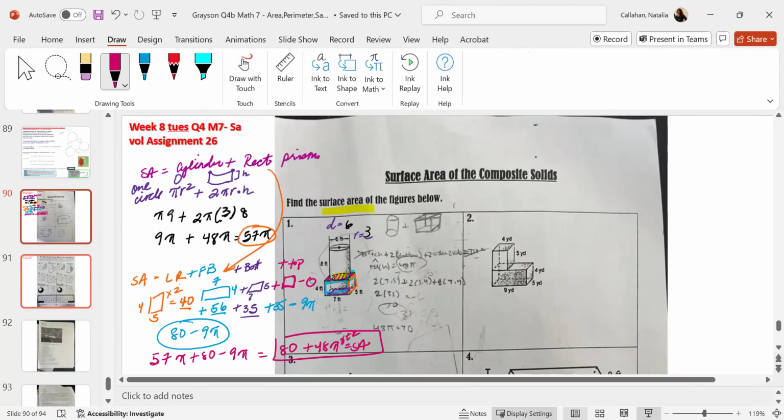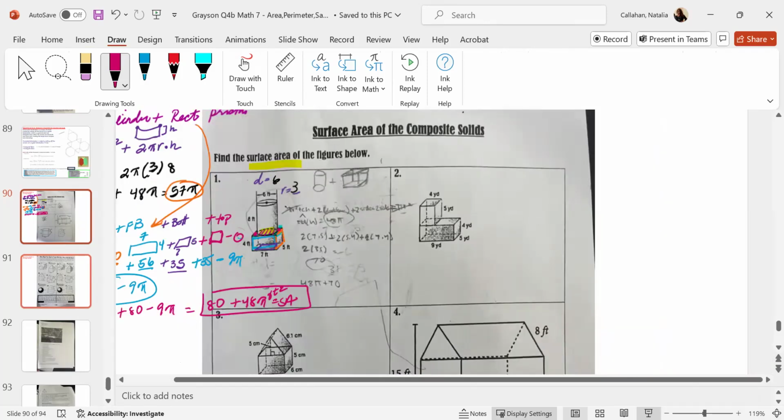Did she get that answer? No. Because if she didn't subtract it, there is no way that that would be the right answer. No. Number two.